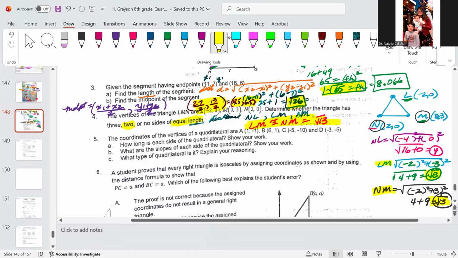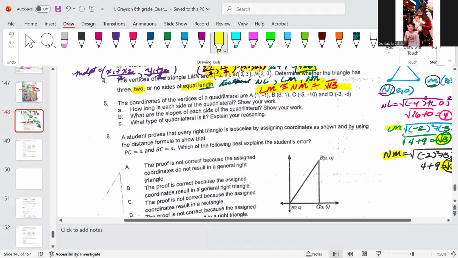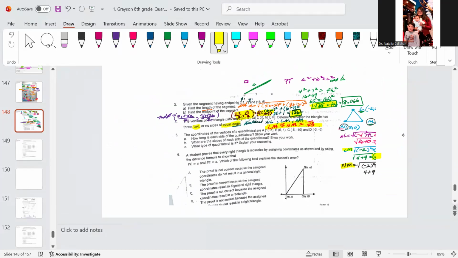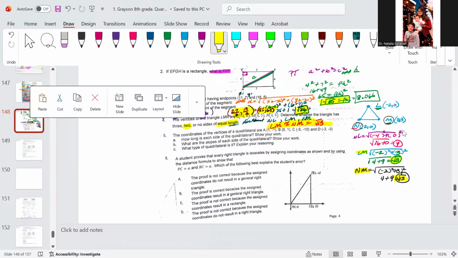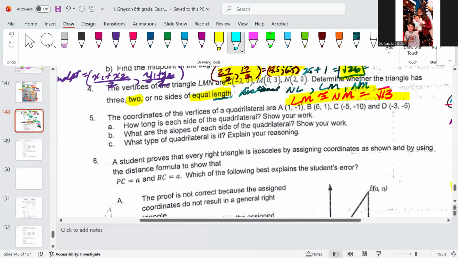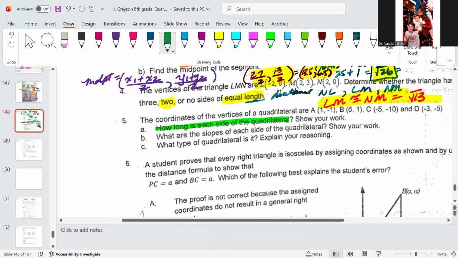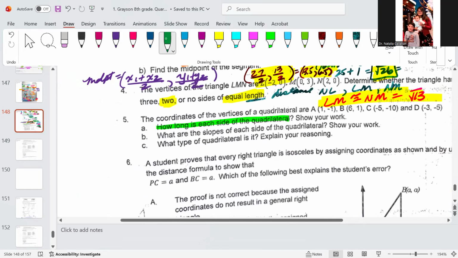So go back and I want you to try it on your own for some weekends. Okay, number 5. What are you trying to find? I'm not done with it. Okay, you need to hurry up, please. I need to move on. Okay, question number 5. What are you trying to find? The coordinates of the vertices of the quadrilateral. How long is each side? Each side of the quadrilateral. Okay, so here we go.